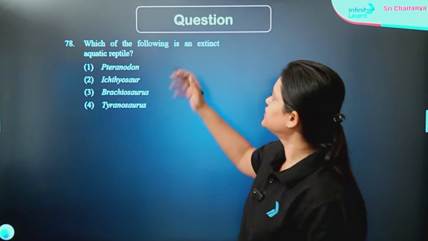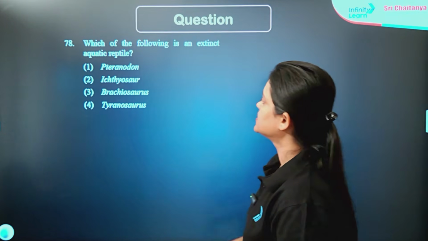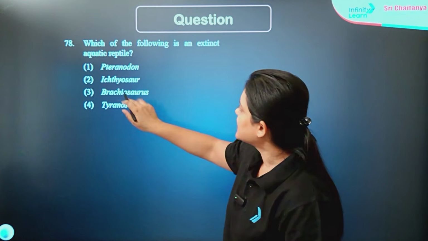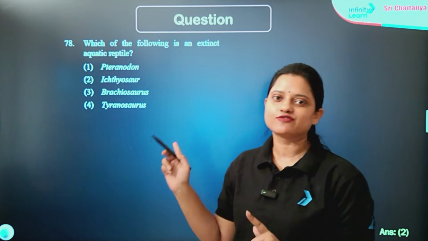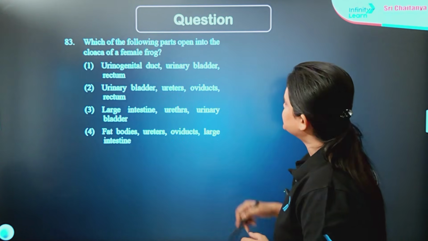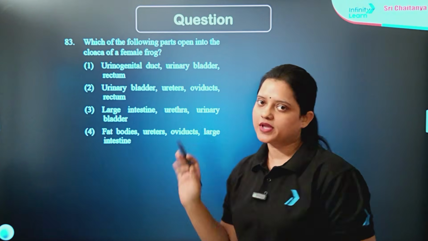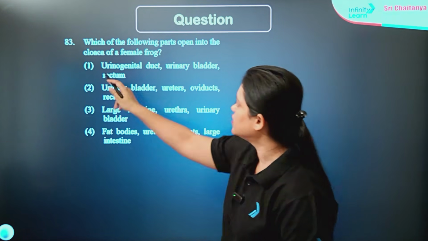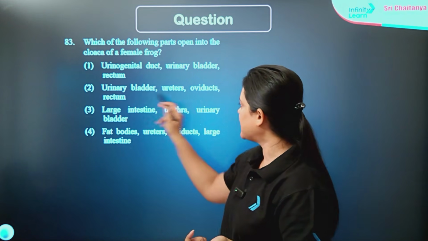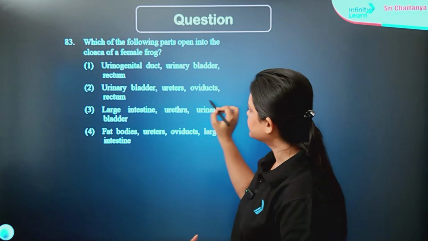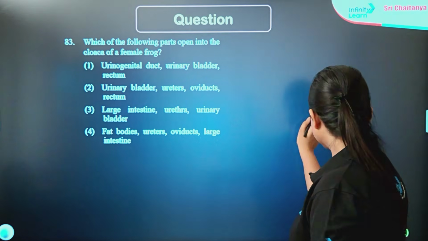Okay. Now, which of the following is an extinct aquatic reptile? Aquatic reptile. So it is ichthyosaurs, right? Ichthyosaurs. So answer is 2, and this question is from evolution, right? Next one. Which of the following parts open into the cloaca of female frog? Okay, pay attention to female frog because urinogenital duct, this term we use for male frogs, right? So it will be urinary bladder, ureter, oviduct, and rectum. So correct answer for this question should be 2.